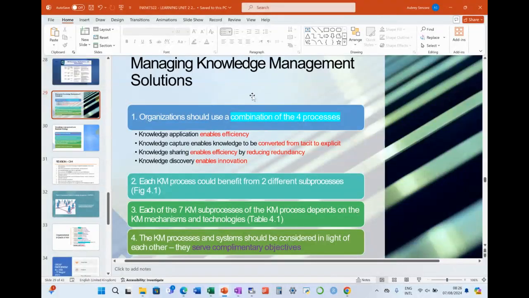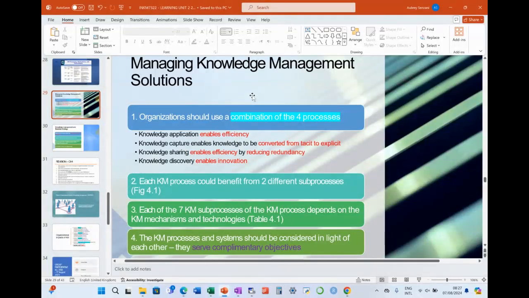Then we have knowledge sharing. We want to enable efficiency by reducing redundancy. In other words, having several different platforms that are containing the same information. We'd rather just have an efficient knowledge sharing platform. For instance, we're all using Teams as opposed to someone using Teams, someone using OneDrive, another one using the Google Drive, you see. So that's how we are reducing redundancies there.